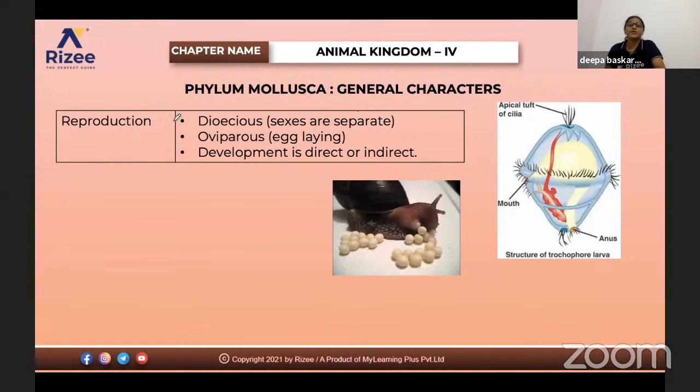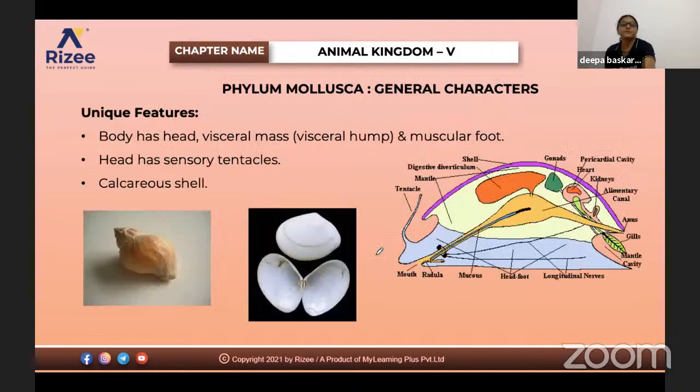Regarding reproduction, these are dioecious, that is, sexes are separate. Male and female organisms are there, and they are oviparous, egg-laying animals. Development is either direct or indirect, but mostly indirect with different larval stages. So let us come to the unique features of mollusks.